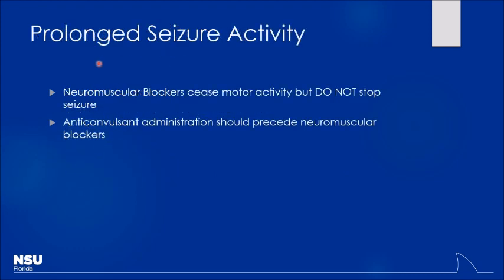Now, as I mentioned, patients with seizure activity, you're going to find that neuromuscular blockers will block the motor responses to a seizure, but they don't actually stop the seizure itself. So if you have a patient you're considering who's seizing, you need to paralyze them. Make sure you're giving an anticonvulsant along with it, so something like a benzodiazepine.